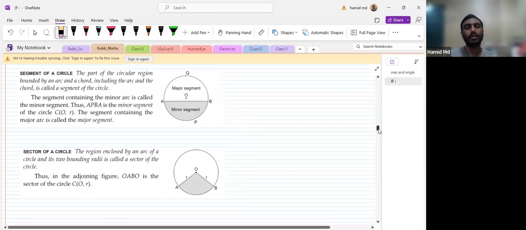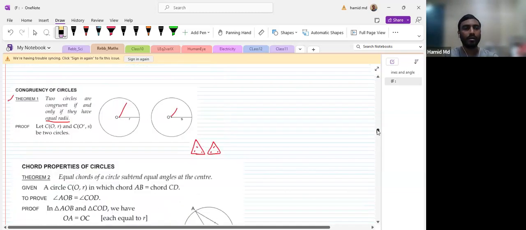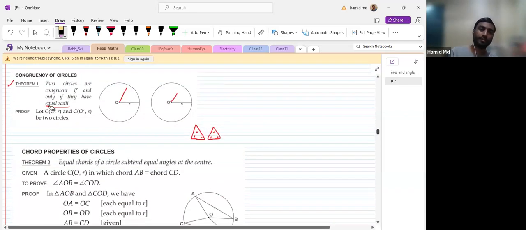Okay, this is the segment. The part of the circular region bounded by an arc and a chord is called a segment, right? This is the arc and this is the chord. AB is the chord and APB is the arc. So these are the segment and the sector. Is it clear? Yes.